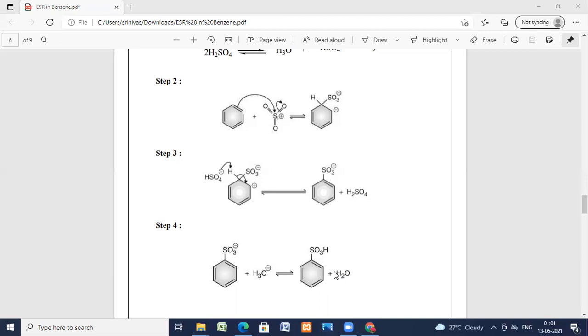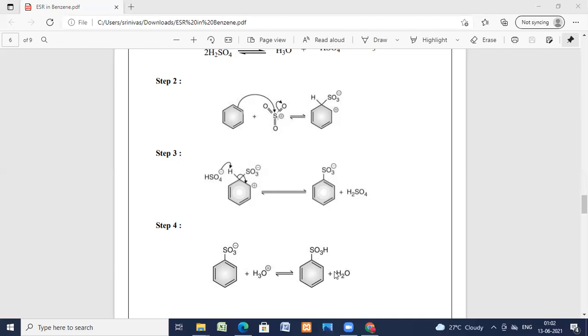Now we'll see the mechanism of sulfonation. It is brought about by the action of sulfuric acid containing excess of oleum, sulfur trioxide. The reaction mechanism is followed by an electrophile. The electrophile is free sulfur trioxide, which is present in oleum, concentrated sulfuric acid and sulfur trioxide. Or it can even be formed by dissociation of 2 moles of sulfuric acid.